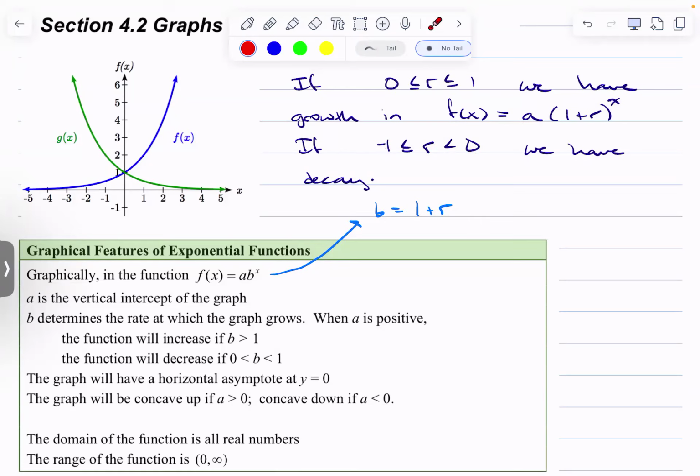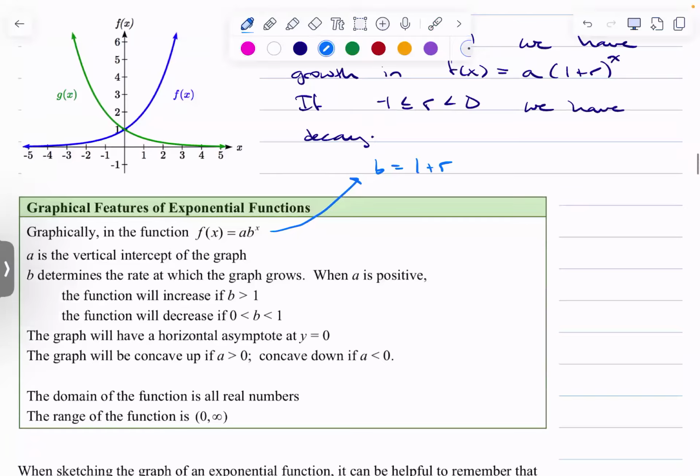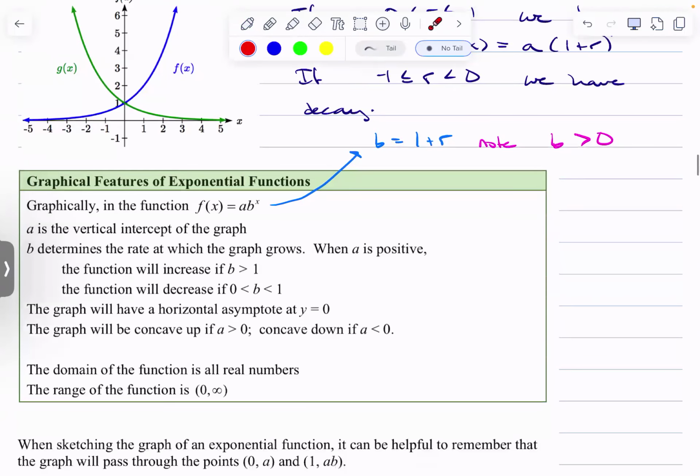And if r is between -1 and 0, not including 0, then r can go from -1, which puts me at a b of 0, 1 plus -1, up to 1 plus 0, putting me at 1. However, note b has to be greater than 0, which means that really we don't include the -1 for r. But if b is between 0 and 1, then you'll have a decreasing function. And if b is greater than 1, then it's going to be increasing.